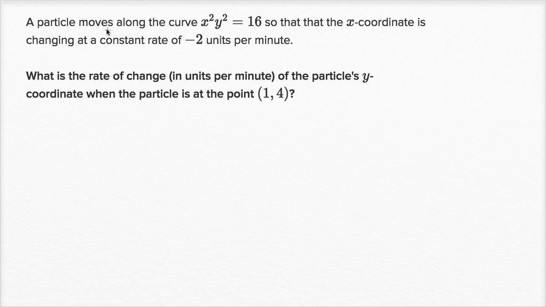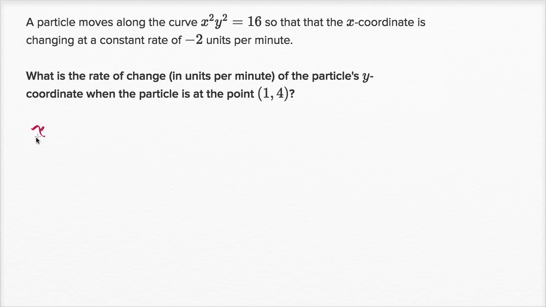We're told that a particle moves along the curve x squared y squared is equal to 16, so that the x-coordinate is changing at a constant rate of -2 units per minute. What is the rate of change in units per minute of the particle's y-coordinate when the particle is at the point 1, 4? So let's just rewrite what they told us.